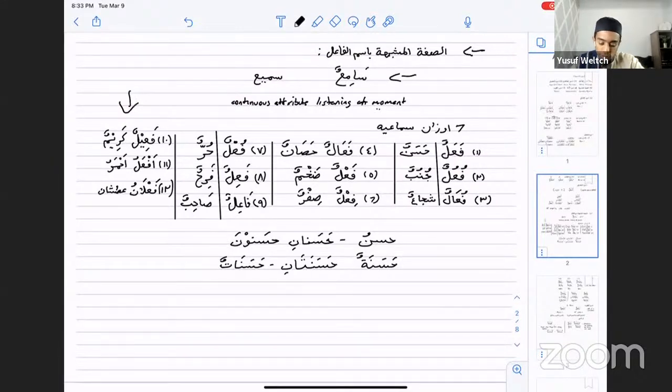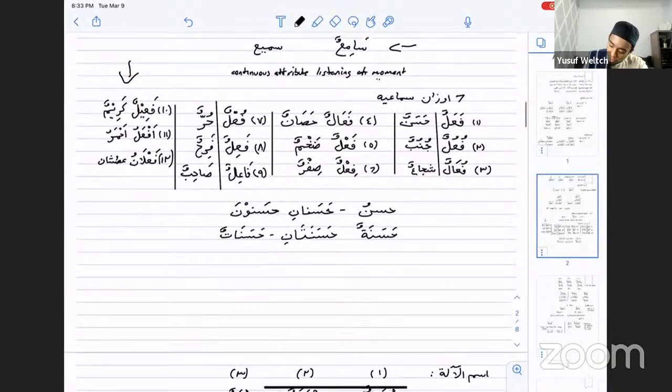What is number 10? Who can read that? Fa'ilun, karimun. An example is kareem. Kareem is the generous person. It's not just somebody who's generous at the moment, but they have an intrinsic quality of generosity.